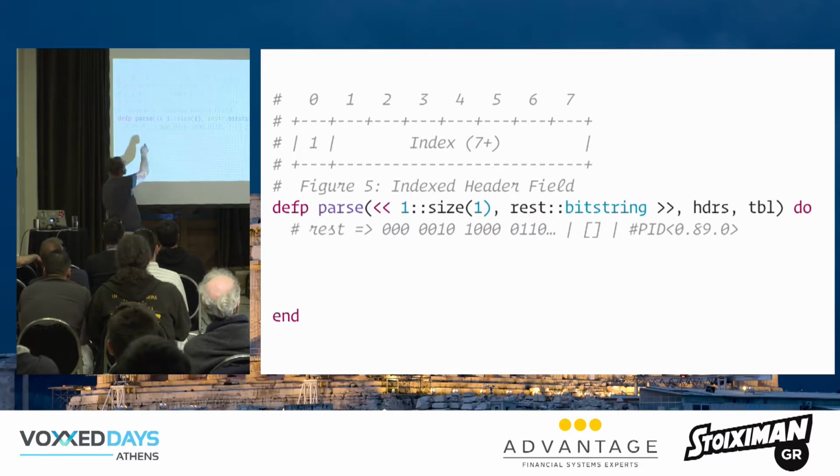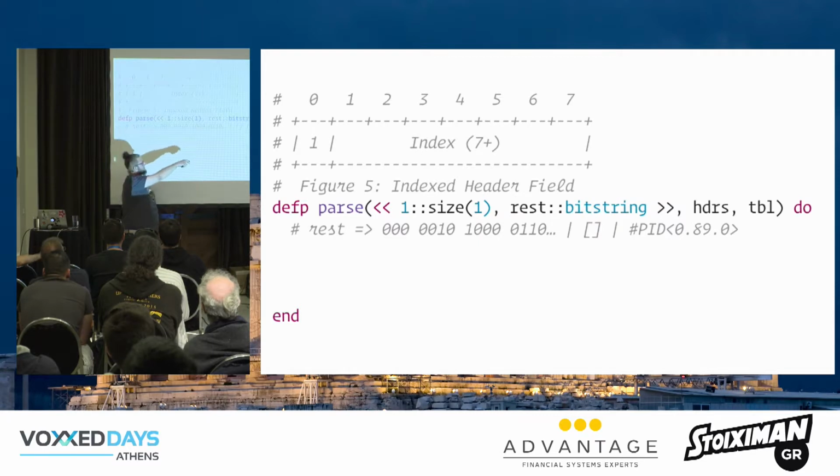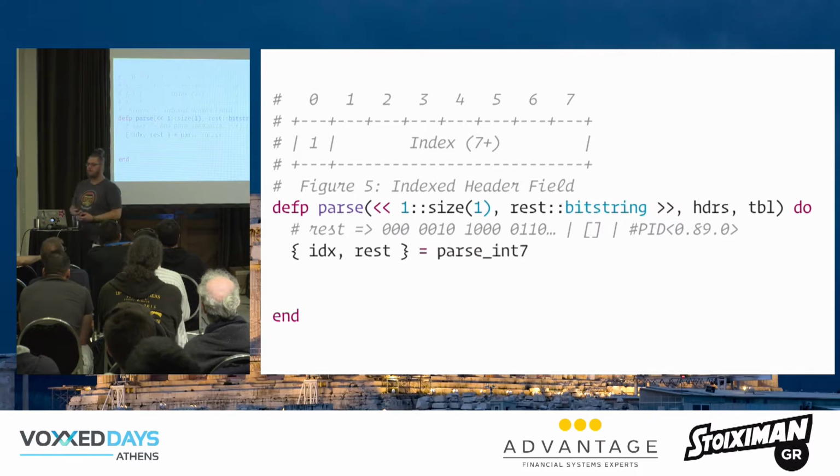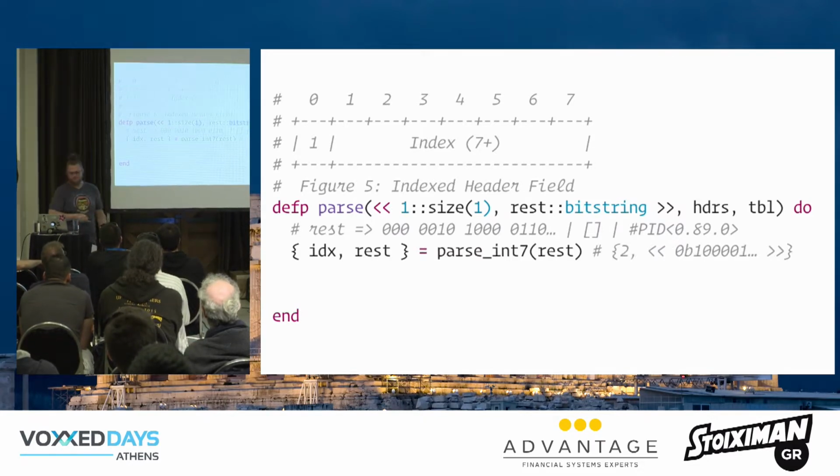It has a size of 1 because it's just 1 bit. And if that's size 1, we know this matches. And then we bind rest in here to the rest of all of this, and the remaining bytes are in this variable. And then there's the empty list and the table, which is the pit. First thing we do is we parse out the integer. Here we see it's a 2.